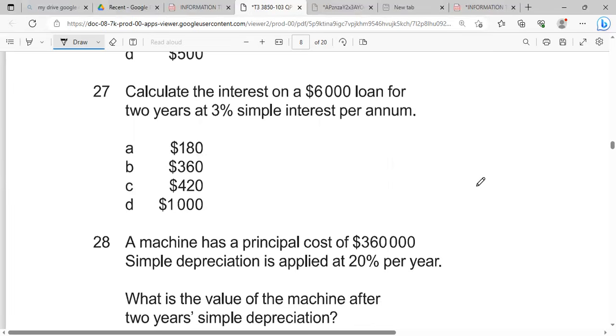27, calculate the interest on a $6,000 loan for 2 years at simple interest per annum. So what does simple interest mean? Somebody type that in the comment section. What's the formula for simple interest? Work that out, guys.